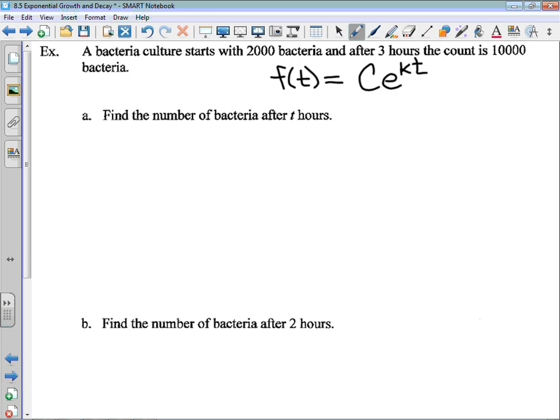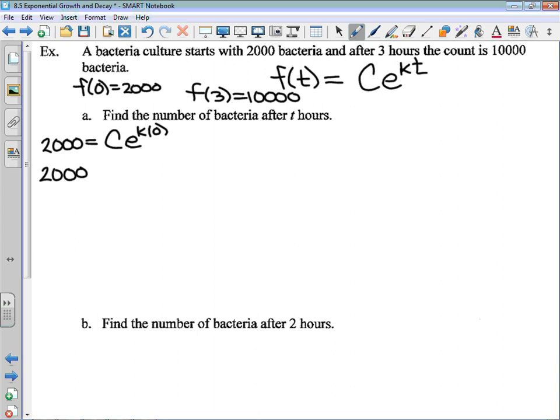Now, what we do know essentially is that f at 0 is 2,000 and f at 3 is 10,000. Now, you're probably not going to have to do this work, but if f at 0 is 2,000, I'm saying that 2,000 is equal to some constant times e to the power of k times 0. That means that 2,000 is equal to some constant times e to the power of 0. So 2,000 is that capital C. Now, if you can remember that, you could certainly jump to that right away. I wouldn't have a problem with it.